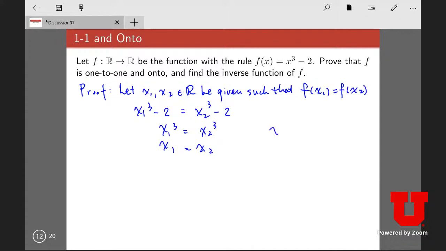Just an algebra review, when this is happening, that doesn't always give you the same conclusion. The odd powers give us this conclusion. The even ones don't. Okay, so then we've proven that when f of x1 is equal to f of x2, x1 is always equal to x2. So that means, therefore, f is one-to-one.